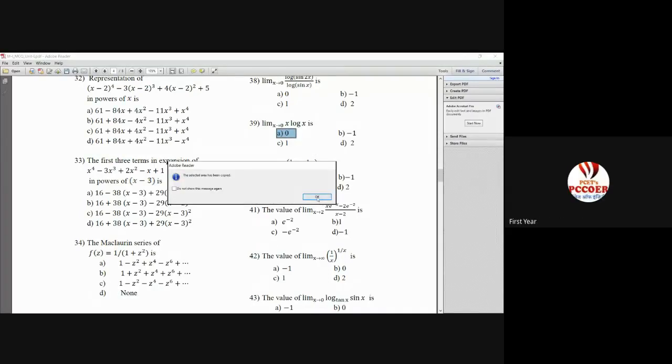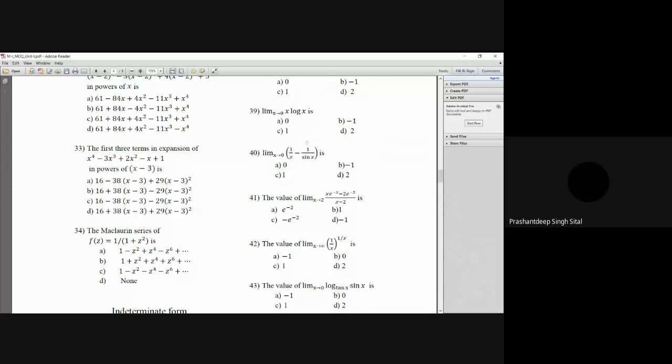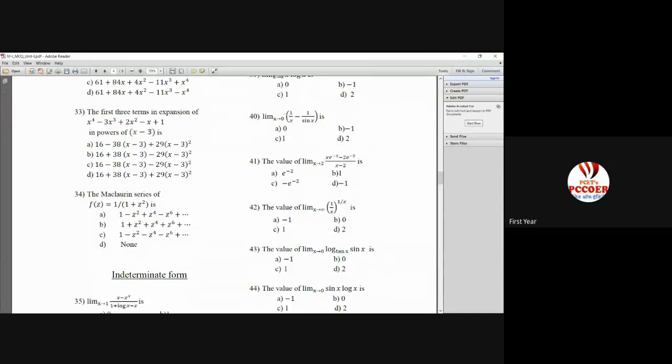Okay. Now they can ask you the same question, not for the limit, but for the indeterminate form. So what is the indeterminate form? 0 into infinity. Correct. And what about this one? What is this form? Question number 40. Infinity minus infinity.